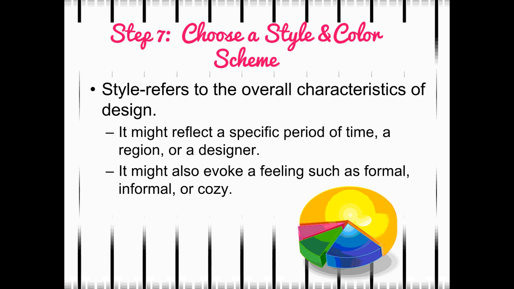And then step 7, choose a style and color scheme. Style refers to the overall characteristics of a design. It might be a reflection of a specific period of time, a region, a specific designer, things you might see on Pinterest. It might make you feel cozy. It could be formal, informal. Those are all things you want to create in the initial processes.